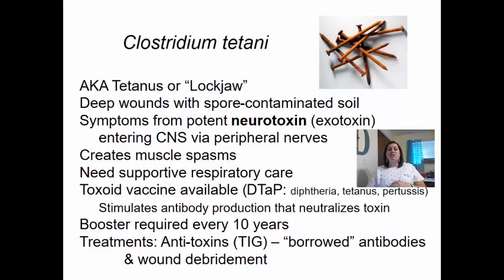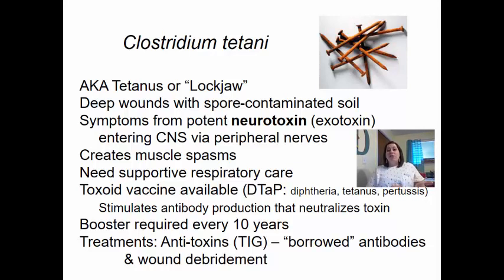We also see there is a toxoid vaccine that is available. This is found in the DTaP vaccine. This contains a vaccine for diphtheria, tetanus, and pertussis. Okay, and so a lot of times if you need a tetanus shot, this is one thing that they're looking at. This stimulates antibody production that neutralizes the toxins. It actually doesn't attack or kill the bacteria, but it neutralizes the toxins that they do produce. You do need a booster of this about every 10 years.